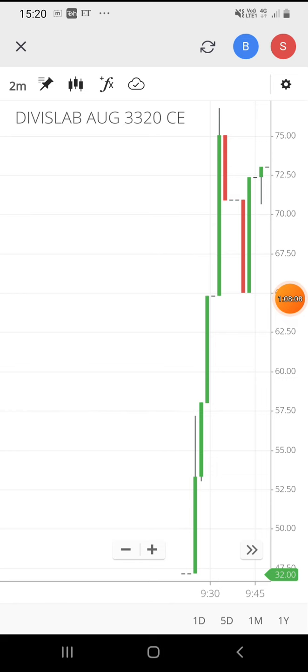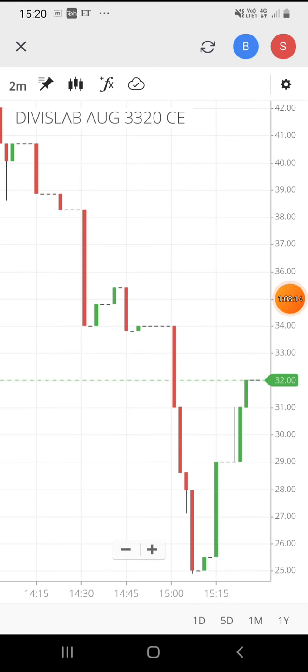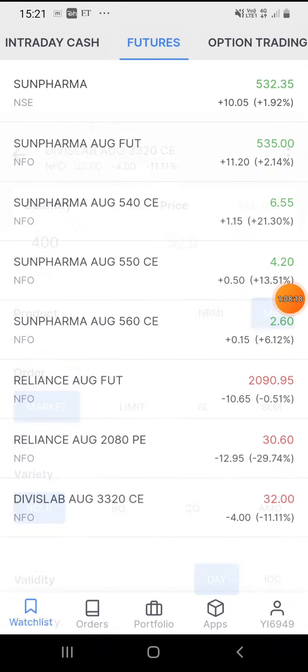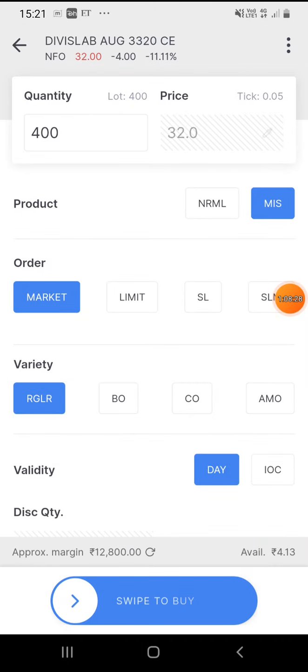You can now see that it will be like this. I will tell you, 61. For example, this is 9:26. You got the call and you just add Divis Lab 3320. Okay, you just click buy. Current value is 53. Assume it is 53, because this is not the real value, this is the end of day value. Okay, you have to buy when it is touching 61.